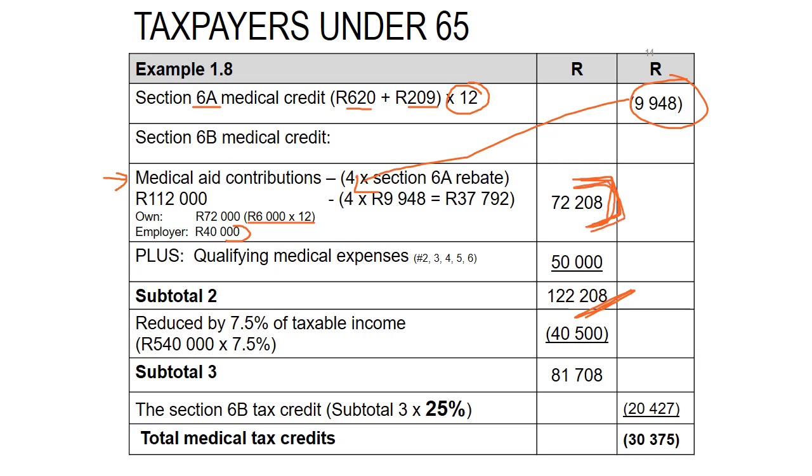Subtotal 2 of 122,208. And now we have to take our taxable income of 540,000 Rand. And I want to challenge you to figure that 540,000 Rand out on your own. How did they get to that 540,000 taxable income? But we're going to take the taxable income, multiply it by 7.5%, which is going to give me 40,500. And I'm going to deduct that against my subtotal 2. So I reduce subtotal 2 with 7.5% of my taxable income. That leaves me with about 81,000 in terms of subtotal 3, and that then is multiplied by 25% to give me my Section 6B tax credit.